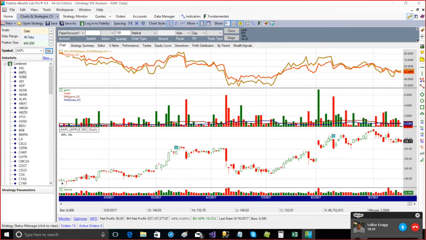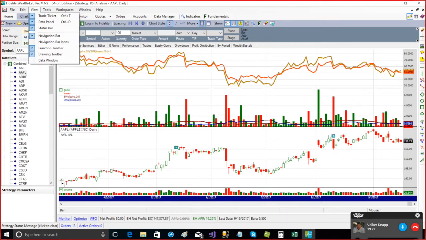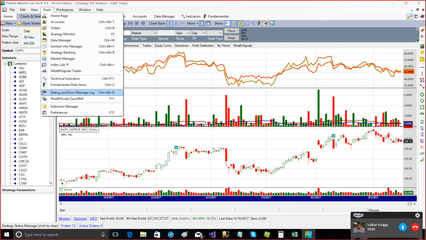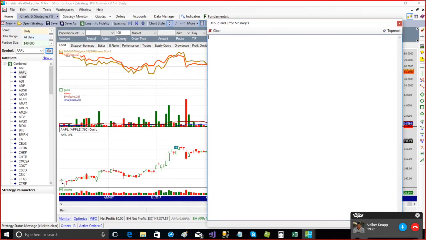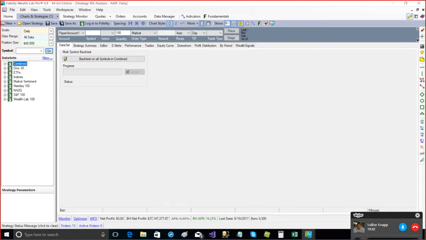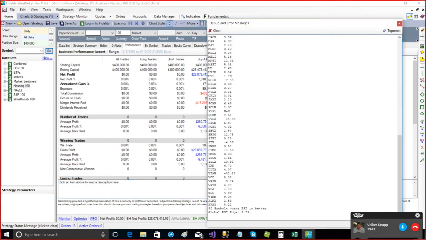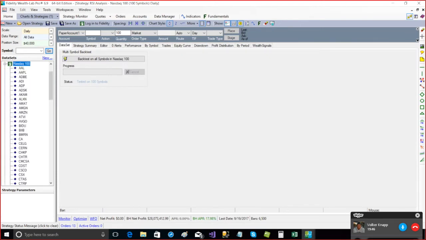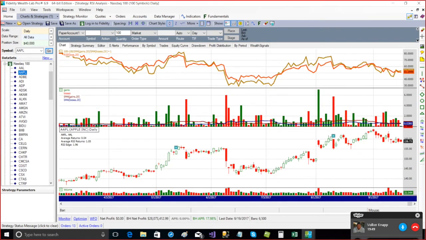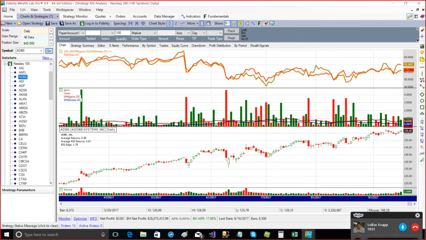So go to our debug window. Nothing there. I think I actually have to run it on the whole list. So let me run it on the whole NASDAQ 100. Now let's do our debug window again. Okay, so here we go. And now, as I go through here, yeah, now I can see I got some stuff printed here on the chart. So the first line, average returns.